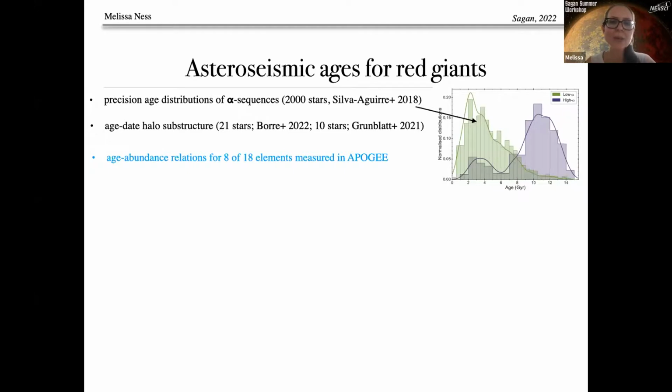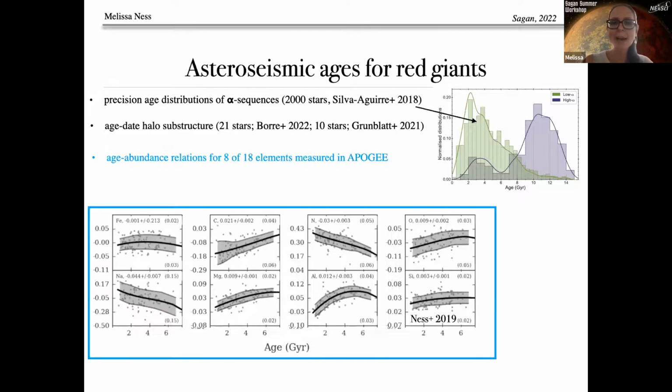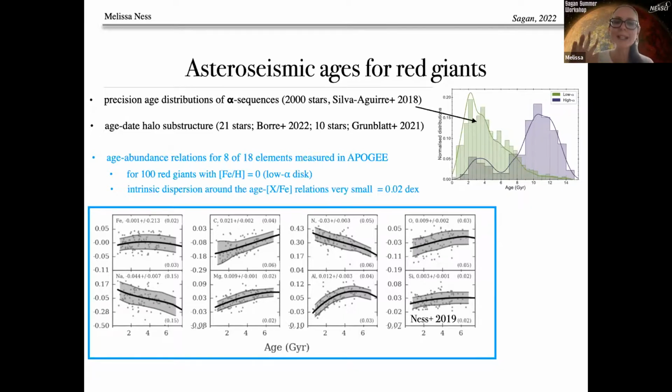We can start to combine ages with abundances to look at age-abundance relations for the elements measured in surveys like APOGEE. This is what I'm showing on this figure with age on the x-axis and individual elements on the y-axis. They're labeled at the top: iron, carbon, nitrogen, oxygen, and so forth. The thick line shows the mean of these relations, and the lines around that are the 1 sigma standard deviation. These are 100 red giants with ages from asteroseismology at solar metallicity. It turns out the intrinsic dispersion, the scatter around these relations, is very small, on the order of 0.02 dex or 5%.